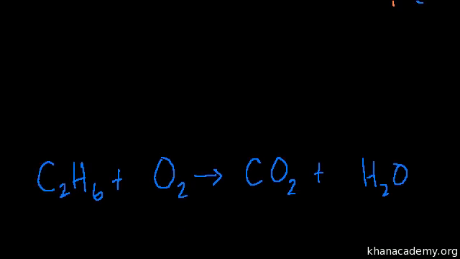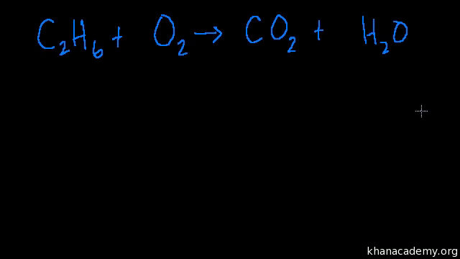Next equation to balance. This actually becomes quite fun once you get the knack of it. So I have ethane plus oxygen gas yielding carbon dioxide and water. So this is a combustion process. So let's look at the carbons first. I have 2 carbons here. I have 1 carbon there. So let me put a 2 here. So now I have 2 carbons.